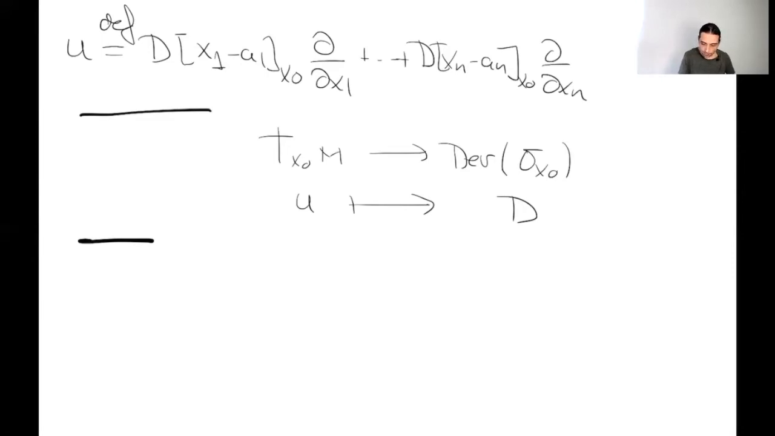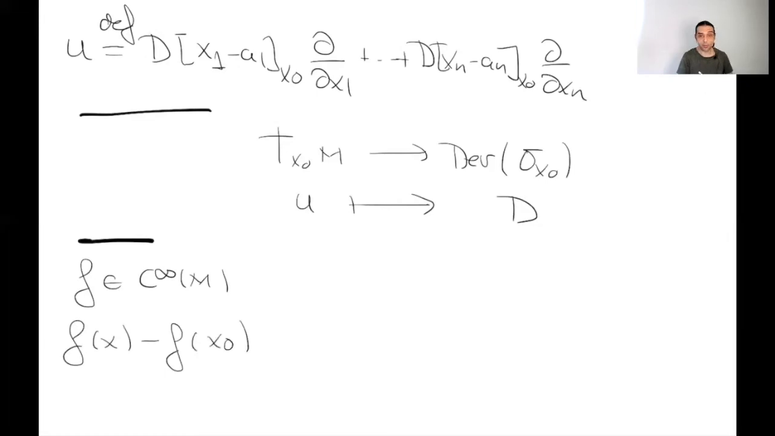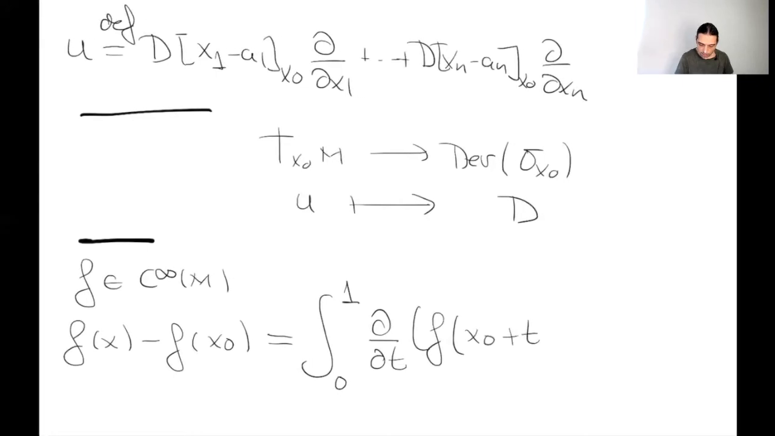What we have is that if we consider any C-infinity function, then the value at the point x minus the value at the point x0 can be expressed in the following way, as an integral between 0 and 1 of the derivative with respect to t of the following function, f of x0 plus t times x minus x0, right? This is just the fundamental theorem of calculus.